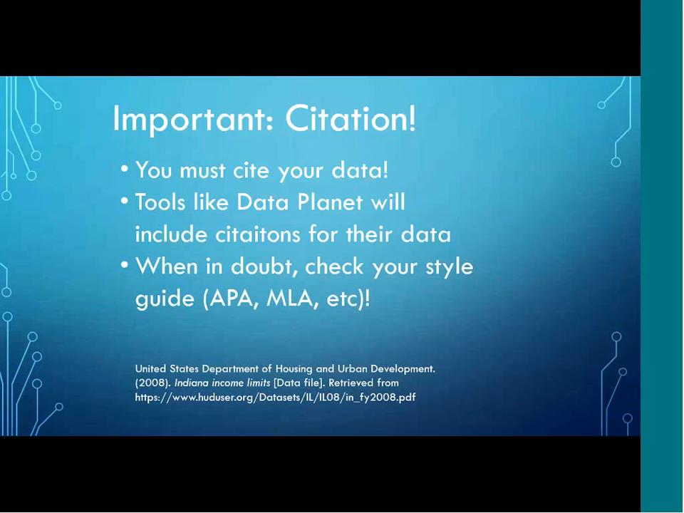Of course, it's always important to remember to cite your sources, including with your data. Tools like Data Planet will include these citations within their data. There's often a citation generator, as there is on sites like the Pew Center or American Fact Finder. But just remember to check your style guide. We recommend using Purdue OWL, or Online Writing Lab, because it includes examples of citations for sources that you might not use every day, such as a data set. And here you can see we have an example of a data set cited in APA style.